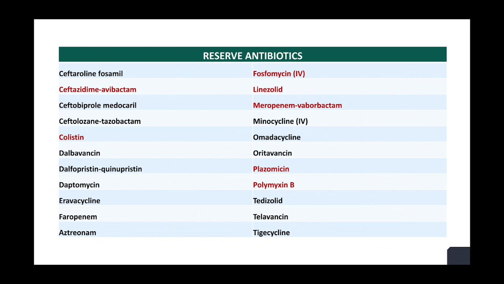There are 22 antibiotics under the Reserve group class and 7 Reserve group antibiotics are listed on the WHO model list of essential medicines. Now look at the table. It consists of Reserve antibiotics. Those marked in red ink are essential drugs. It consists of ceftazidime-avibactam, colistin, fosfomycin, linezolid, meropenem, etc.